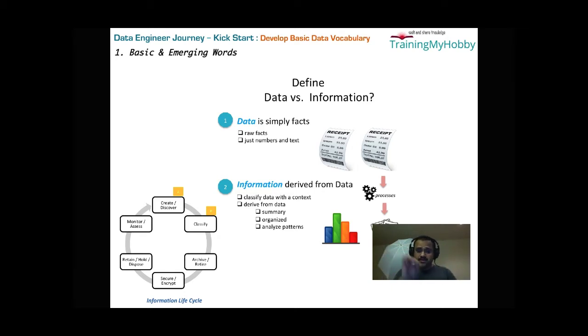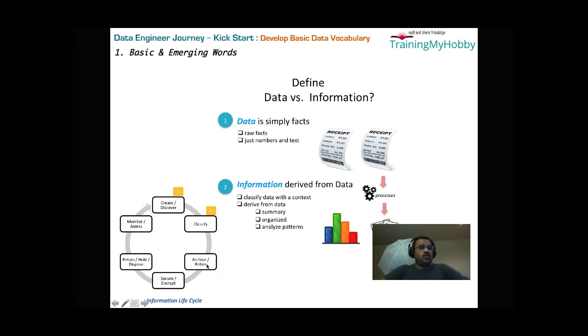So my friends, in a nutshell, you should know the difference between data and information. Once you have a good understanding of these two words, then comes the information life cycle. You should know the information life cycle. You should build up in your thoughts, starting with A, that you should know how to discover the data, or create the data, and then B, classify the data. Once you classify the data, either you may archive it or retire it.